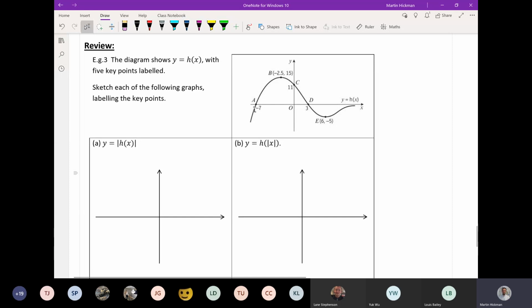This is not a particular quadratic or cubic. It's just a function we don't know what it actually is. So we just go from the sketch, and we just want to make sure that we show those key points. So what has happened to A here? What's happened to B, etc.? What's happened to C when you do the modulus of h of x and h of the modulus of x?